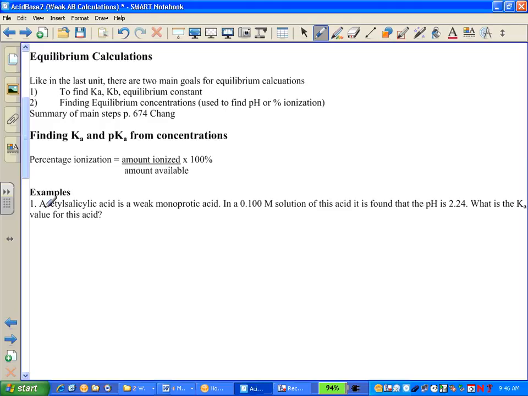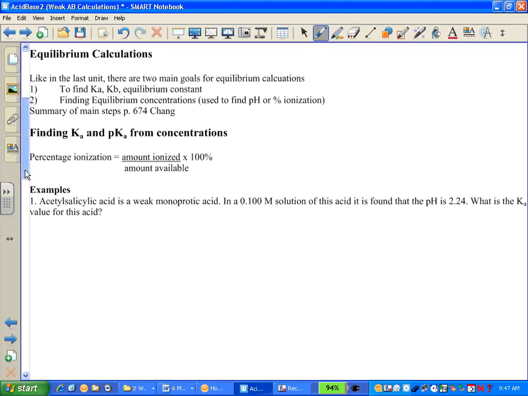Now, the meaty part of this lesson is about to begin, and the focus here is to look at how we can perform equilibrium calculations, much like we did in the last unit. So the goal from the last unit, when we set up ICE charts and did equilibrium calculations, was to find equilibrium constants or find equilibrium concentrations. And in this case, when we're finding equilibrium concentrations, it's going to help us to find the pH of solutions. So the setup is going to be very similar. There's a few main differences.